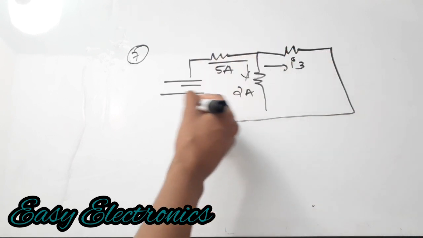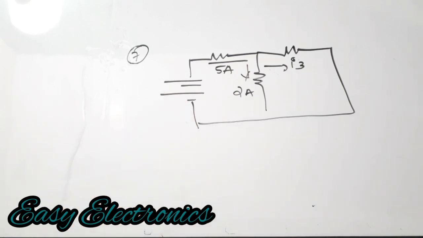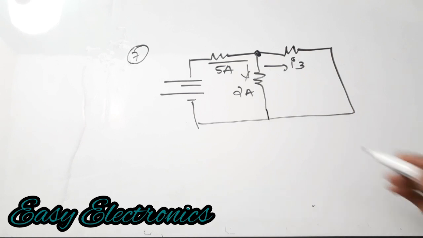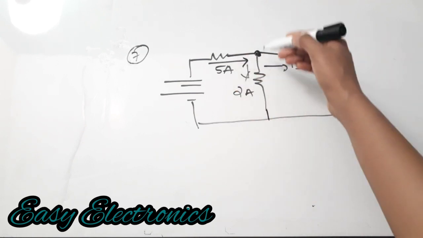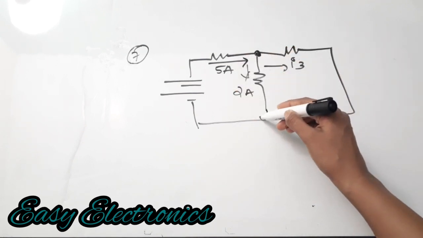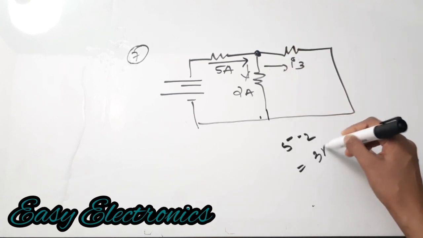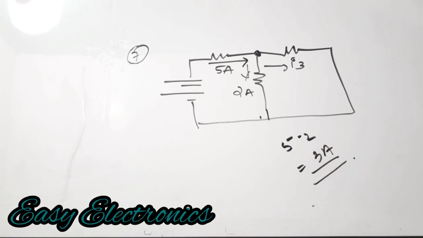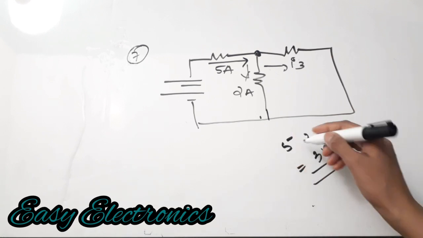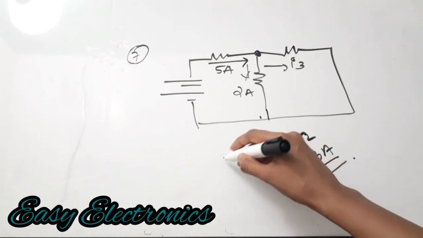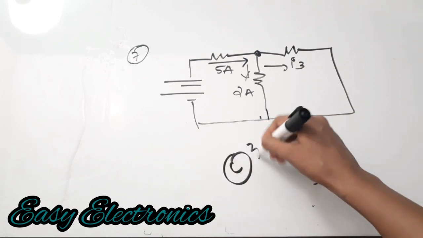Very simple question actually. What will be the value of I3? You can see that at this node, the current splitting is happening. 5 amperes of current is coming to the node, 2 amperes is going through this branch, and the remaining will be 5 minus 2, which is equal to 3 amperes, right? So the I3 value has to be 3 amperes. The correct answer is option C, 3 amperes.